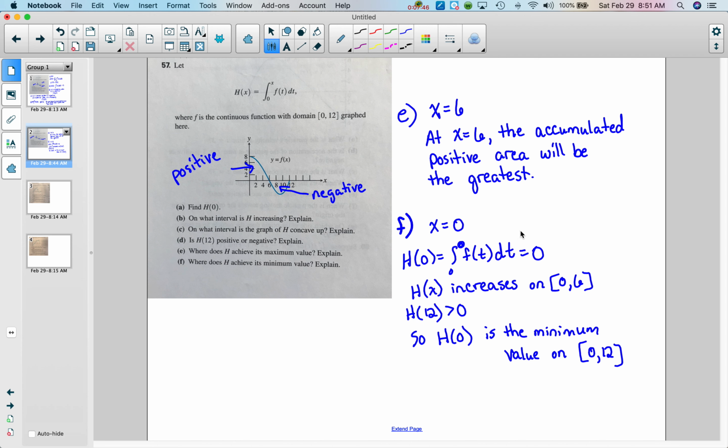Okay, for the last question, where does h achieve its minimum value? That's going to have to occur when x equals 0. When we plug in 0 for h of 0, remember we already did this, the integral from 0 to 0 equals 0. So we know that h of 0 equals 0. We also know that h of x is increasing on 0 to 6, where it was accumulating the positive area. We also know that h of 12 is positive because there was more area above the curve than below the curve, so that result is going to be a positive answer, which means that h of 0 must be the minimum. So that minimum value is going to occur when x equals 0.